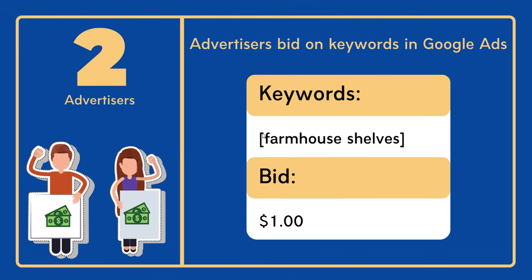There are some different keyword match types. I'm not going to go through that in this video. You can find other videos on my channel that go through the different keyword match types in Google Ads. What advertisers do is set bids for their advertisements. Let's just say an example bid here is $1. So an advertiser is willing to spend $1 per click on their advertisement.